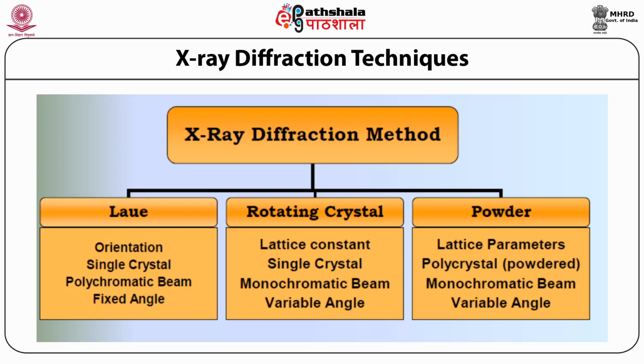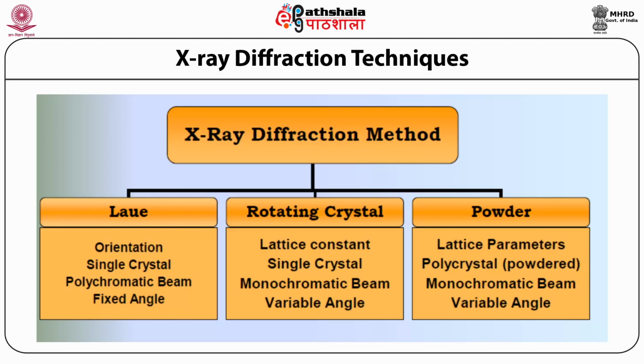You see the Laue method of diffraction, written with orientation, single crystal, polychromatic beam and fixed angle. That is generally the geometry or characteristic of the Laue pattern: we take an X-ray beam which is not monochromatic, it has a range of wavelengths, and we put a single crystal at some orientation. We obtain a diffraction pattern on some plate, and from there we try to find out the orientation of the crystal.